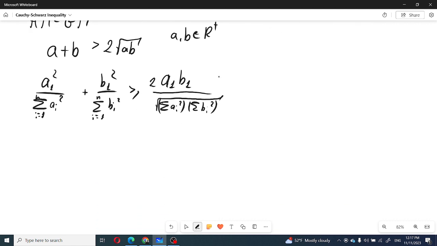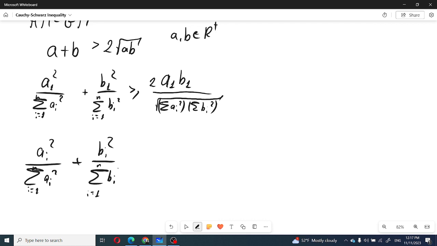And look at, if we write this for every i, ai square over the sum of the squares of ai, plus bi square over the sum of the squares of bi, this must be greater or equal to 2 times ai times bi over the square root of the sum of the squares of ai times the sum of the squares of bi.